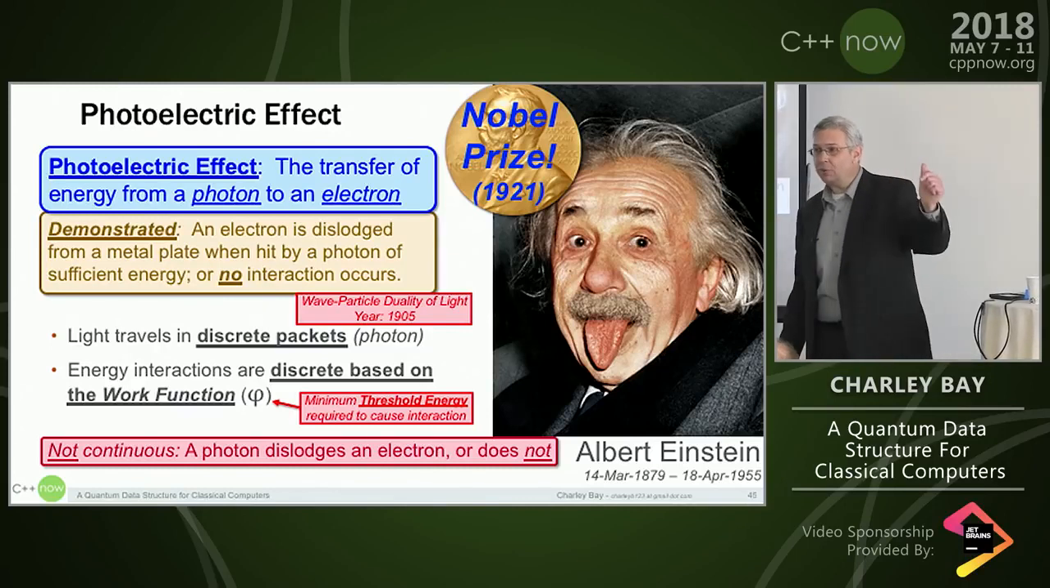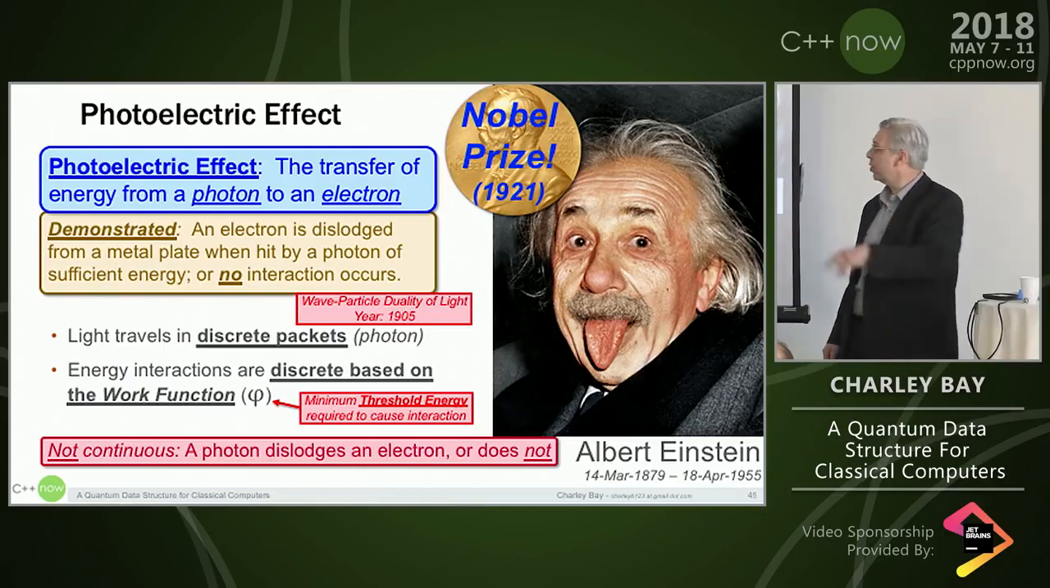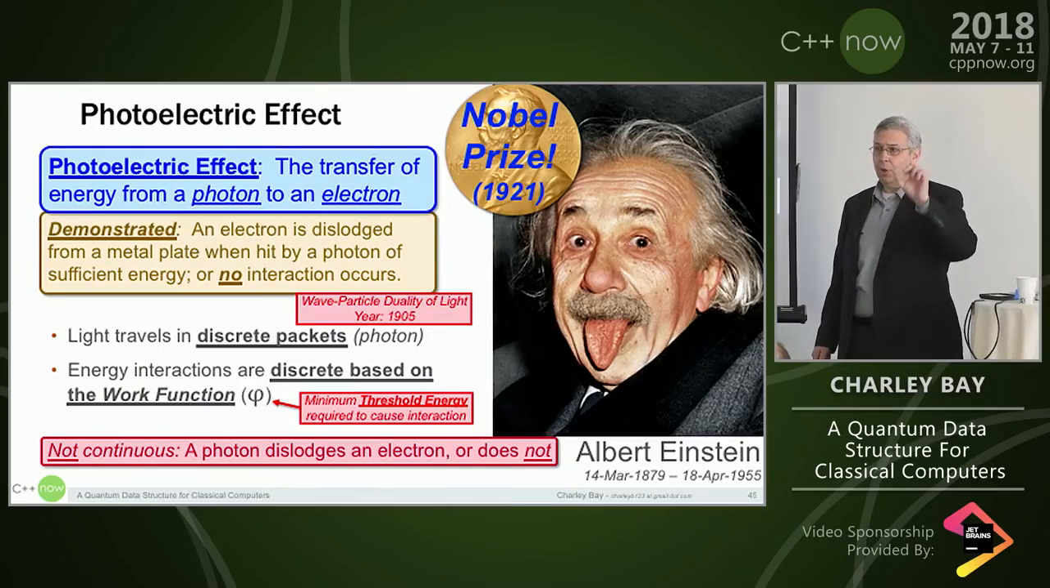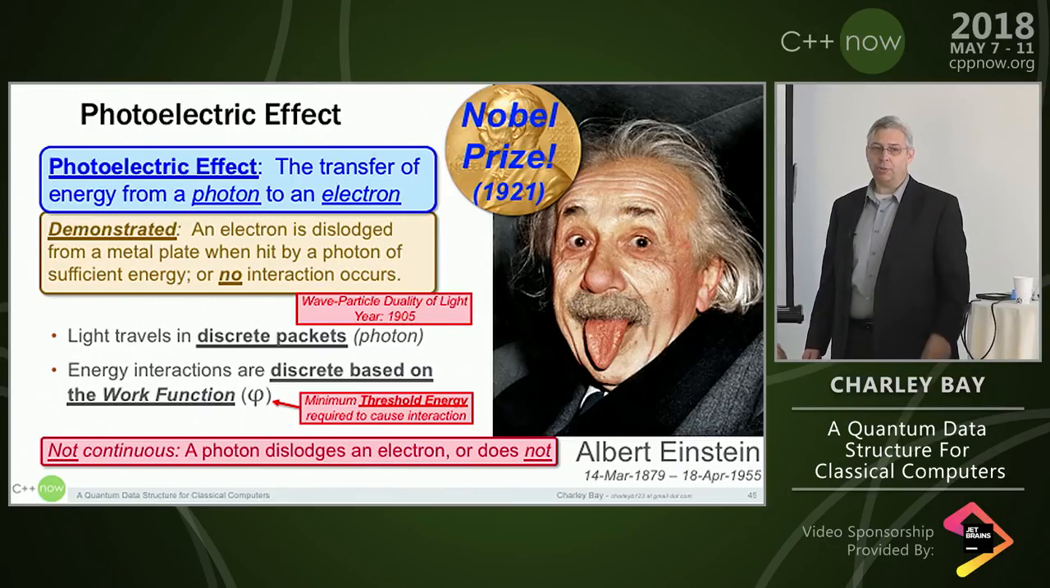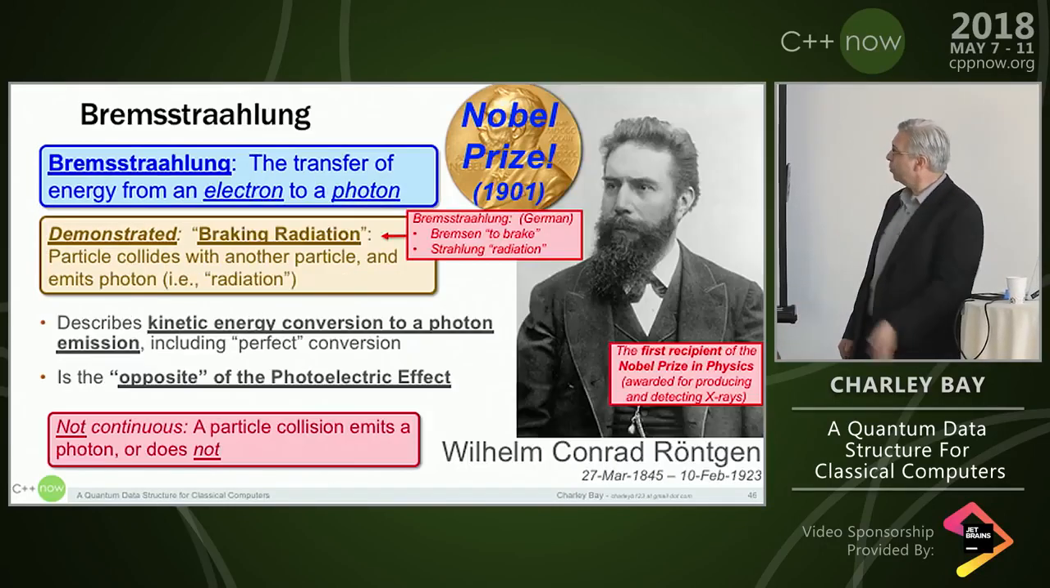You are dislodging electrons or not through discrete interactions of photons and electrons. That's what's going on here. So you do dislodge or don't dislodge electrons based on discrete interactions. The work function, that's the basis of everything. We'll talk about that in a second.